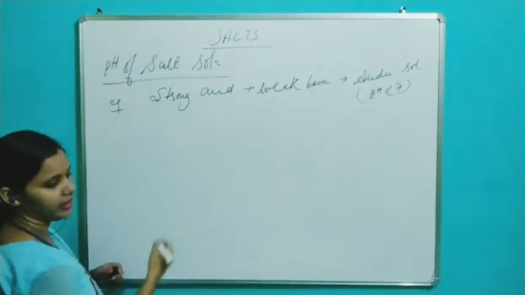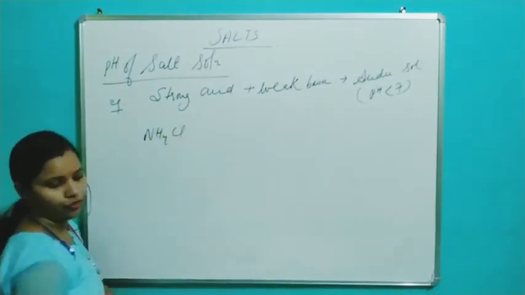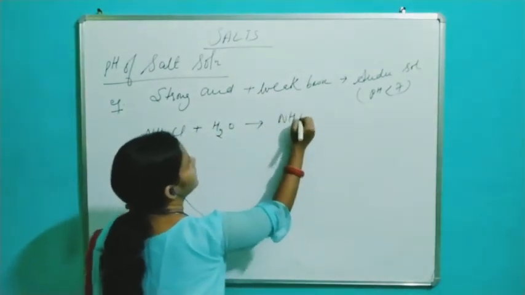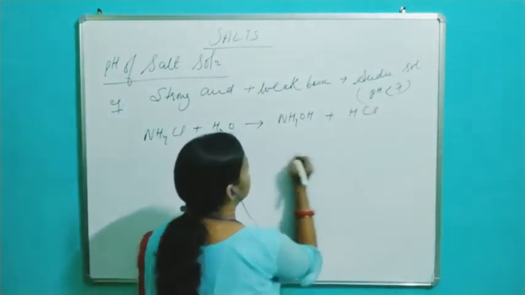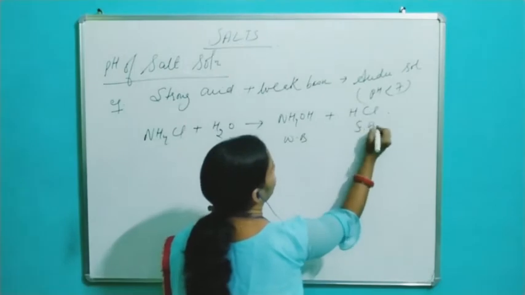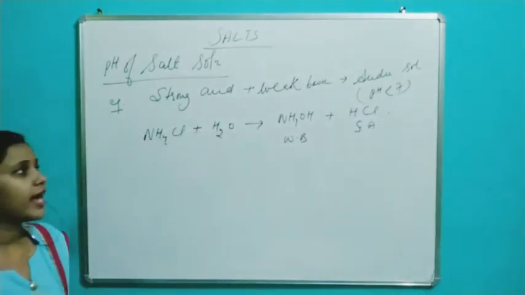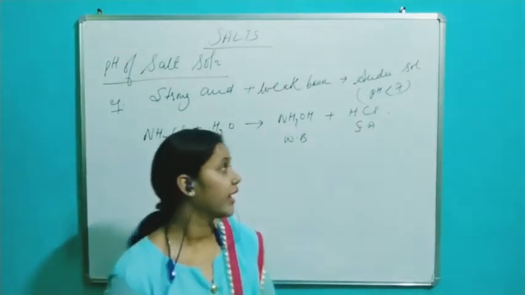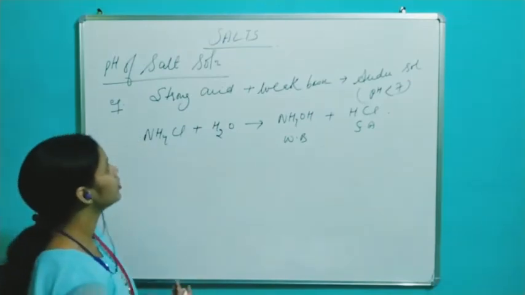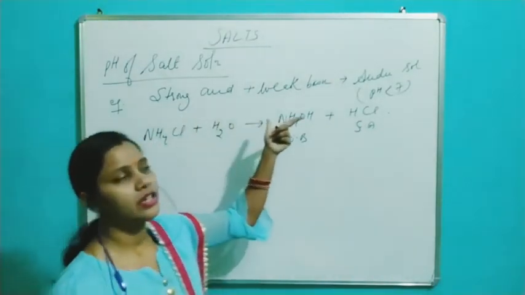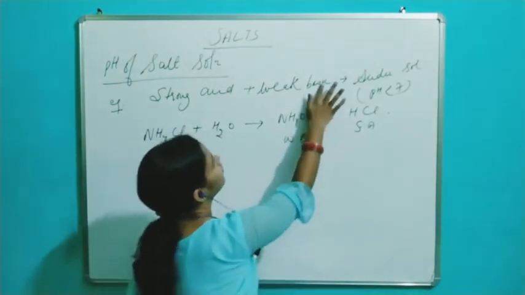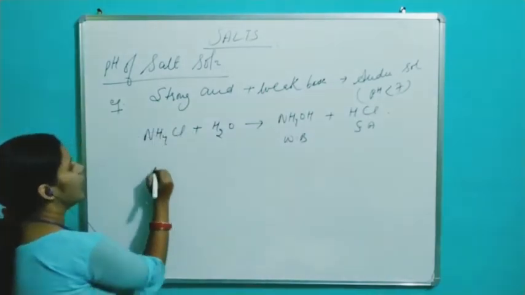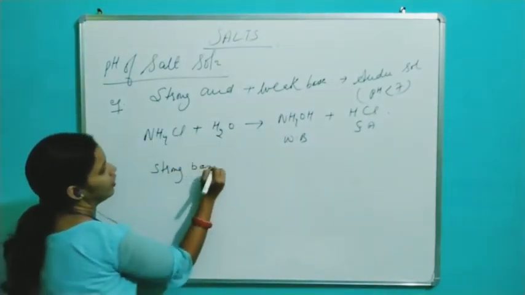For example, when ammonium chloride, NH4Cl, is dissolved in water, it forms a weak base NH4OH and it gives HCl. This is a weak base and this is a strong acid. Since a strong acid is formed, the H plus ion concentration will be higher, and that is why the salts of a strong acid and a weak base produce an acidic solution.